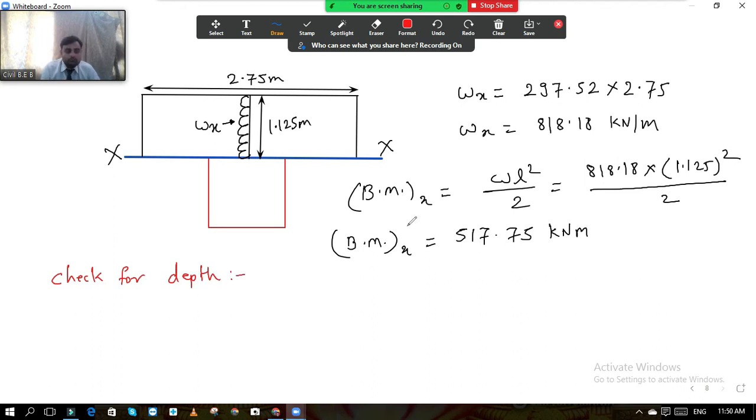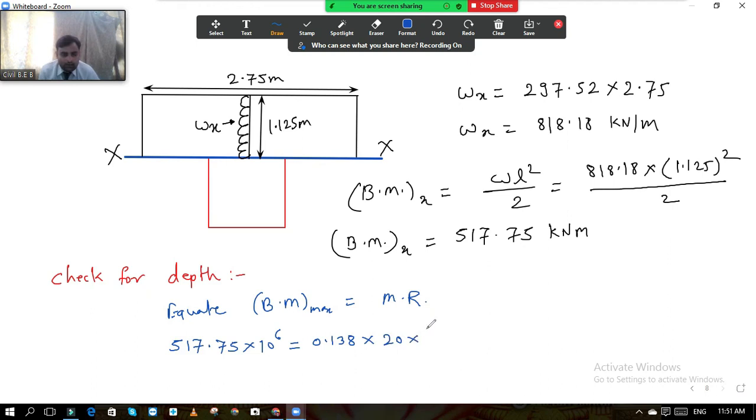To take the check for depth, what we will always do is equate the bending moment, that is our maximum bending moment, to the moment of resistance. So our maximum bending moment is 517.75 into 10 to the power 6, which is equal to MR, that is 0.138 FCK, FCK is 20, then B D square.